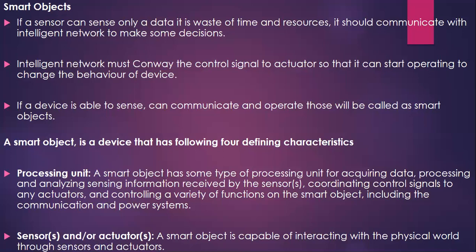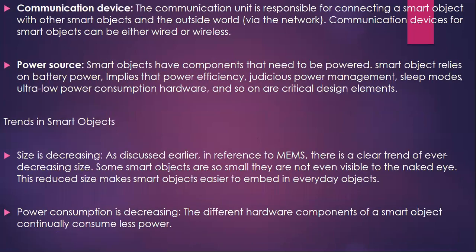Then later, sensor and actuator. A smart object is capable of interacting with the physical world through sensors and actuators. So these two phenomena should be available. First one is a processing unit. Second one is a sensor or actuator. Third one is a communication device.